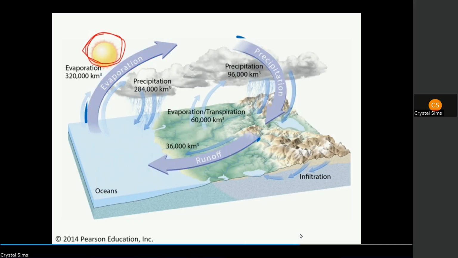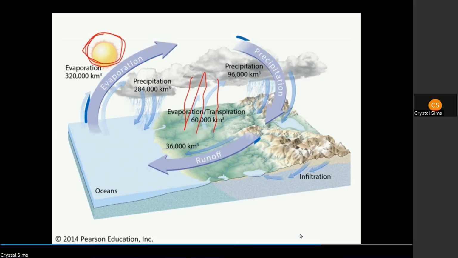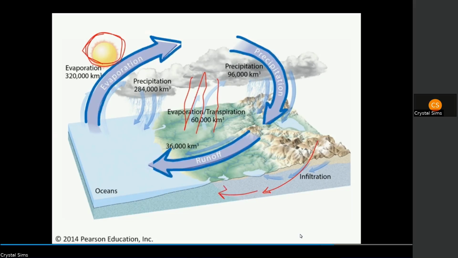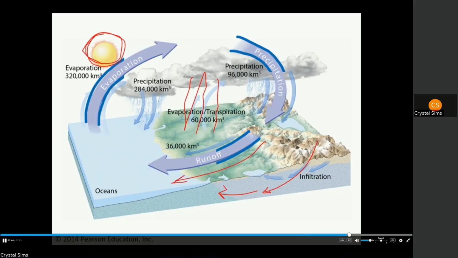And as it falls down onto the land, basically that water has three options. Option number one is that it can evaporate again and go back into the clouds. Option number two is it can soak into the soil and go underground, and we call that infiltration. And option number three is it doesn't re-evaporate, it doesn't soak into the ground, and instead it simply runs off over the surface of the earth. And that, of course, would be the water that ends up in rivers.